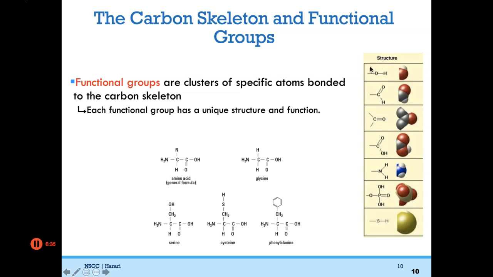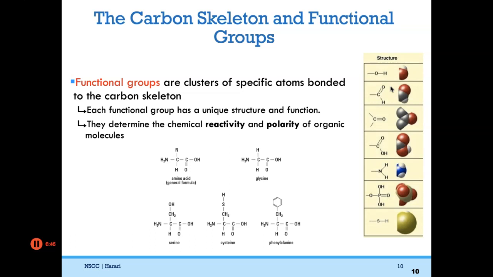These are some examples of functional groups. They're just clusters of atoms in a specific arrangement, and these are like add-ons to the carbon skeleton. But that's what makes the molecule what it is. So functional groups determine the chemical reactivity, like what it can bond with, and also the polarity, right? What it can mix and interact with of the organic molecules.